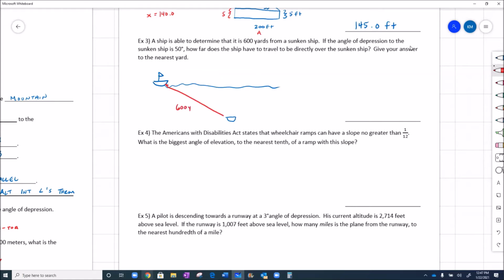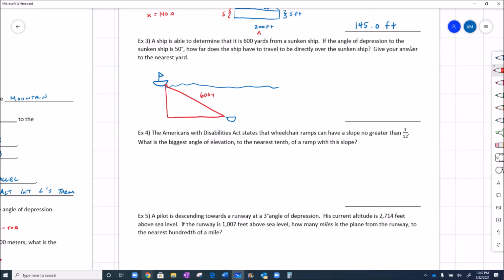Okay. So we look over here. We want to be directly over it, so it'll be a perpendicular height. As we look, they tell us that the angle of depression is 50 degrees. Let me say that differently. The angle of depression is 50 degrees. Let me erase that. It's kind of in the way. All right. So the angle of depression is 50 degrees, and we're looking to see how far we have to travel in order to get right on top of it.